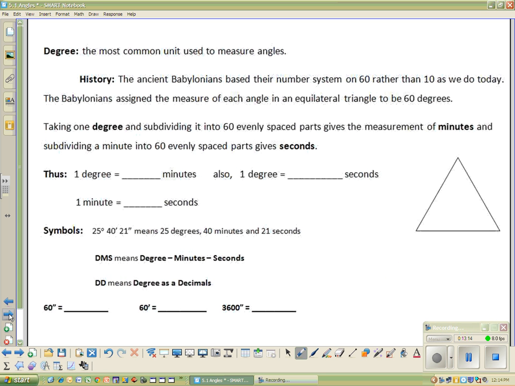All right, then we get into degrees, minutes, and seconds. And I think I'm going to hold off on that. We can cover that in class, at the beginning of class when we get together tomorrow.